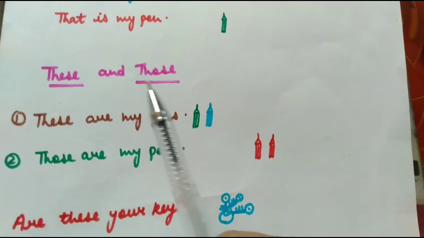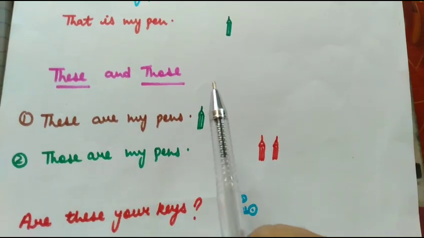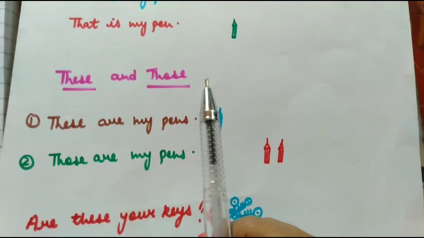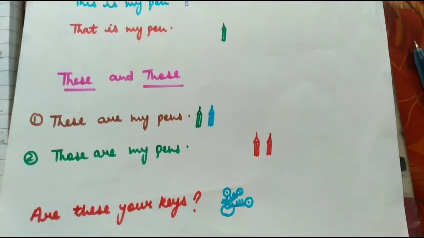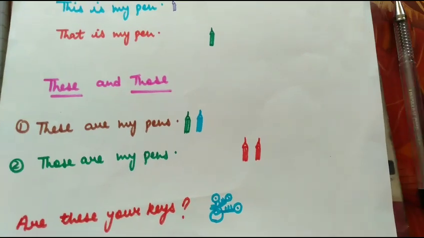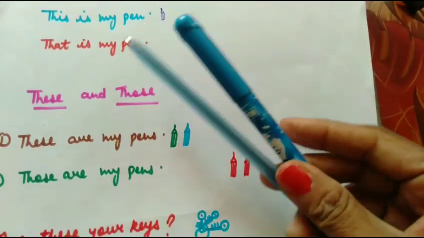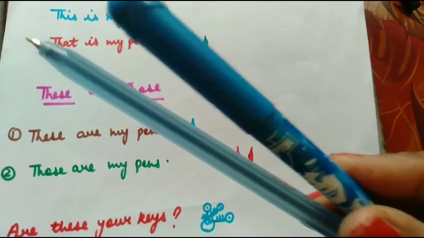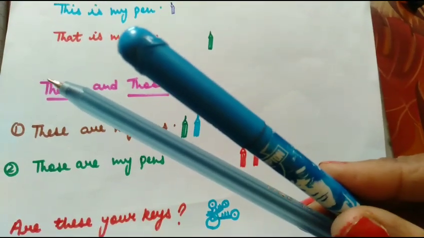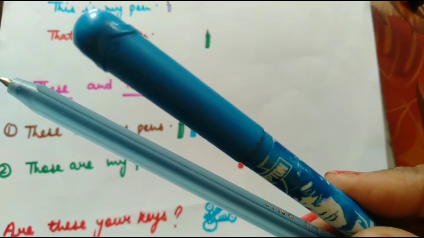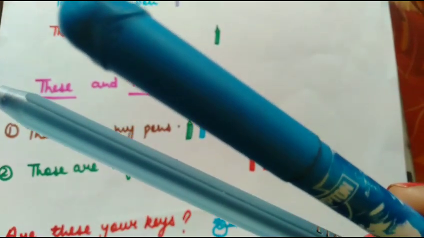Now we are going to talk about these and those demonstrative pronouns. These are my pens. Here I am going to show you. Now you all can see that two pens are there. They are plural in number and it shows near distance.